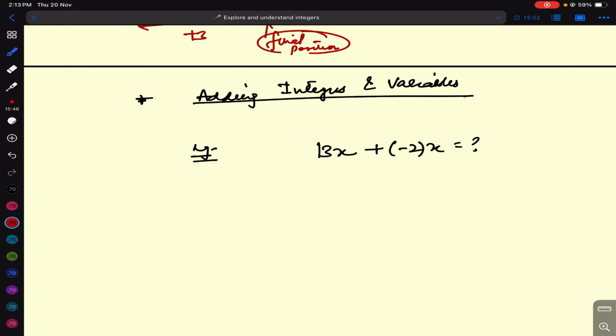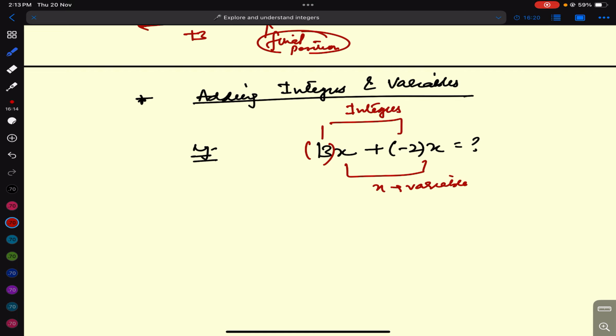So now what are the integers here? These are the integers. When I talk about 13 and negative 2, these are integers. What are the variables here? So x here is a variable. Clear? Now since this problem is based on both integers and variables, we'll be seeing how we add in this case. Okay. So now when I open the brackets, this is going to be 13x minus 2x.